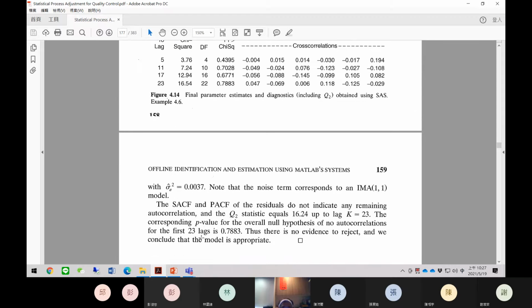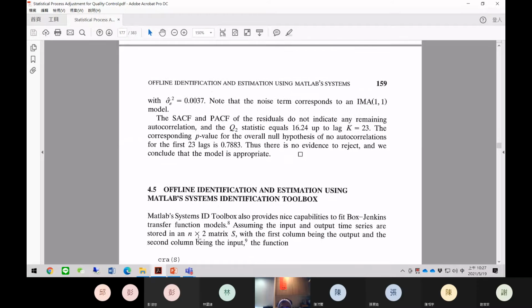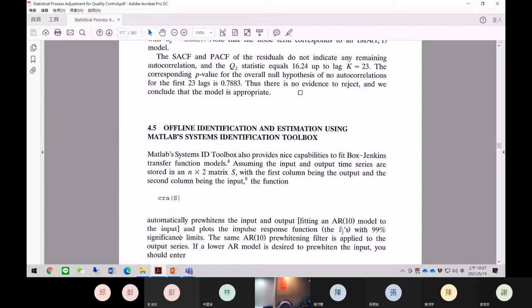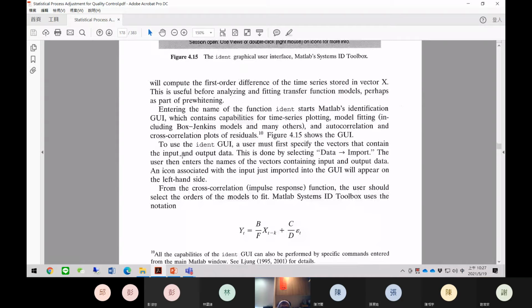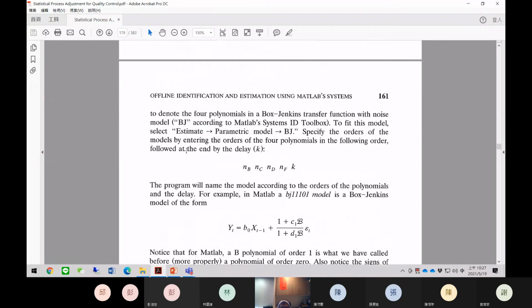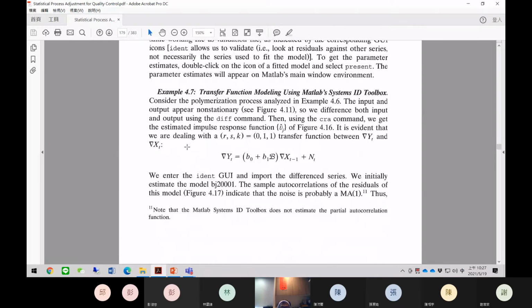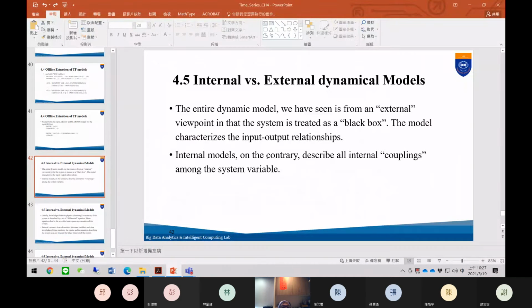Okay. Yeah, I know this is quite complicated. Okay. Then we have introduced two examples. Then we would like to move to the 4.5 offline some idea. So we don't use this. Let me see that. Okay, let's go back to the slide.